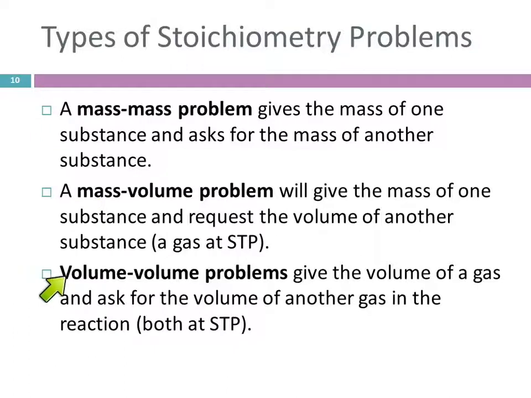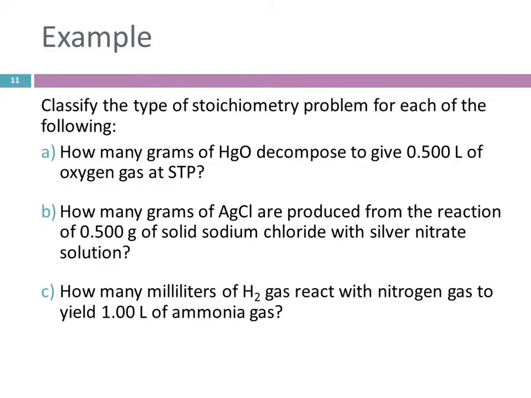And the last one is a volume-volume problem where you have gases at, actually I shouldn't have said this. Cross that off. If it's a volume-volume, they just need to be at the same temperature and pressure. They don't actually have to be at STP, but they have to be at the same temperature and pressure. So they'll give you milliliters of one gas, ask you to find milliliters of the other. So we're going to go over these.